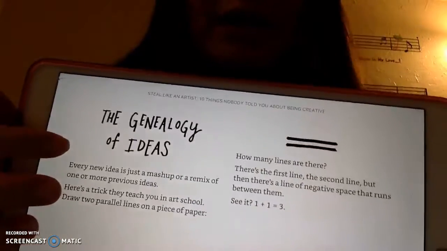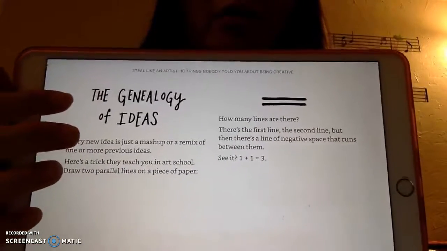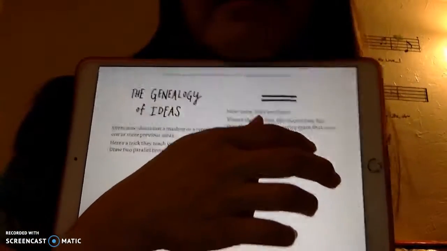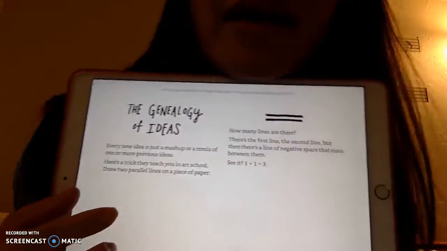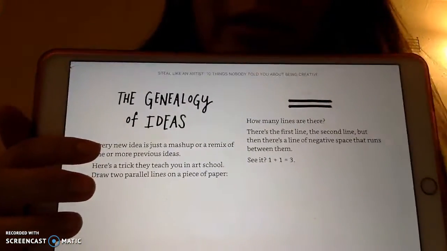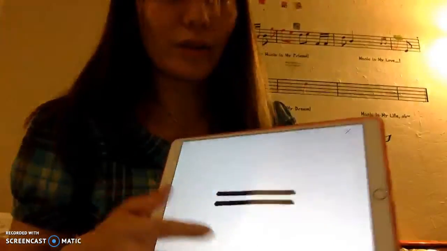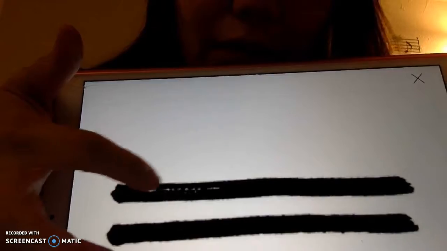So the whole book is telling you how to be creatively presenting everything, like yourself or your art or music, something. As you can see here, it says how many lines are there. But then it also says there's a first line, second line, but then there's a line of negative space that runs between them. So the result is 1 and 1 equals 3. That's really funny for me. I can show you the lines here. So as you can see, here's a negative space. So it creates 3 lines. I really like this book.